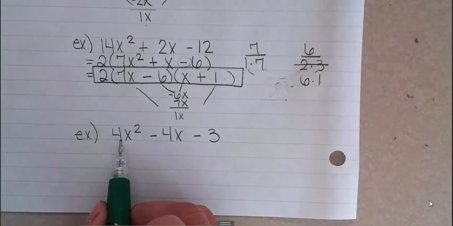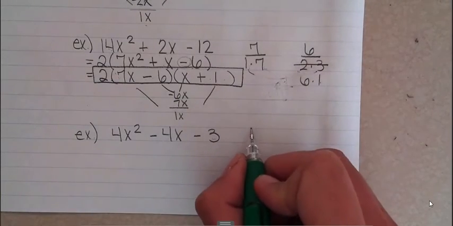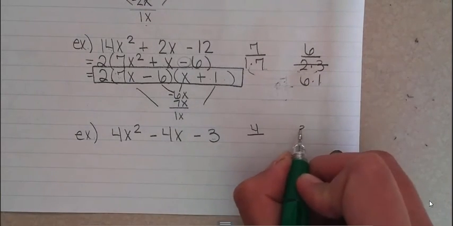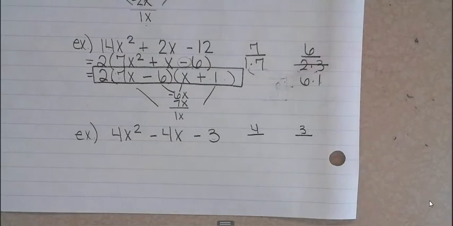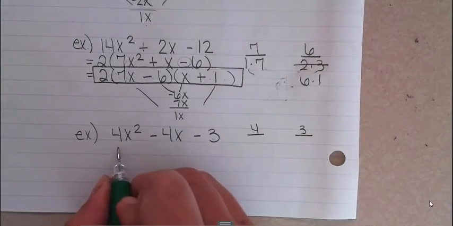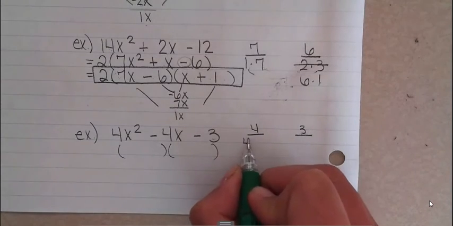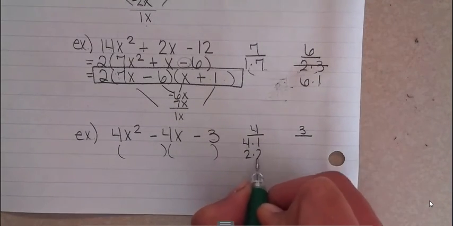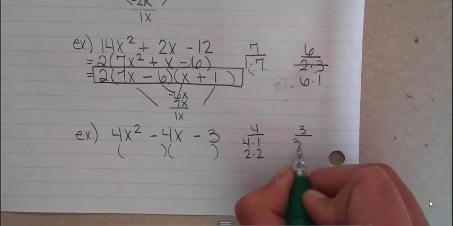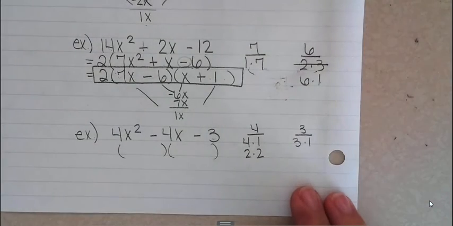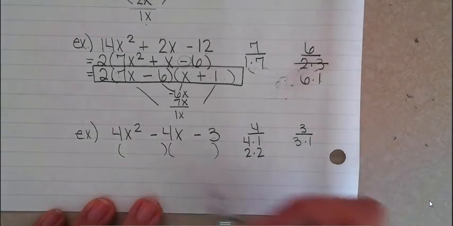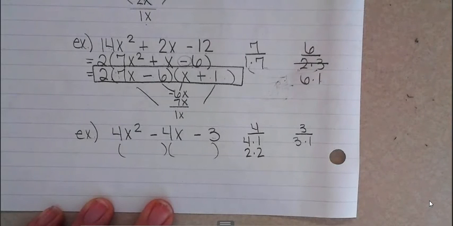And I have an A that's something other than 1. So I'm going to go straight to looking for factors of 4 and factors of 3, where my inners and my outers will end up giving me that negative 4x. So factors of 4 are 4 and 1 and 2 and 2. Factors of 3 are 3 and 1, and that's it. Okay? So I want to end up with 4x in the middle.